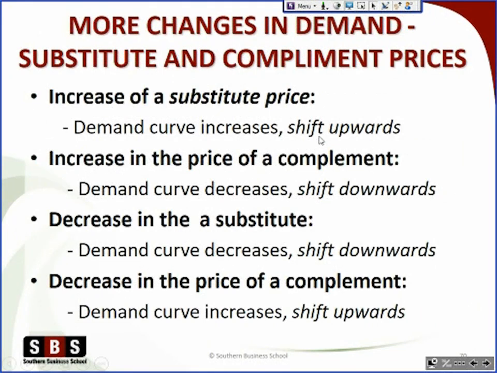Now, more changes in demand can be between substitute and complement prices. Substitute price is if you substitute one product with another product, then the demand curve increases and shifts. If there's an increase in the substitute price, then the demand curve will shift upwards because the demand for the normal product, if the substitute gets more expensive, people are going to rather go for the normal product and vice versa. And an increase in the price of a complement, the demand changes the same. If the price of one goes up, the demand of both will go up because it's a complement. But if it's a substitute, the principle is that you'll buy more of the substitute if the price of the normal good goes up, and vice versa.